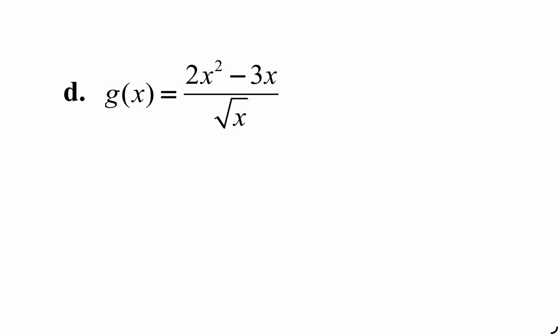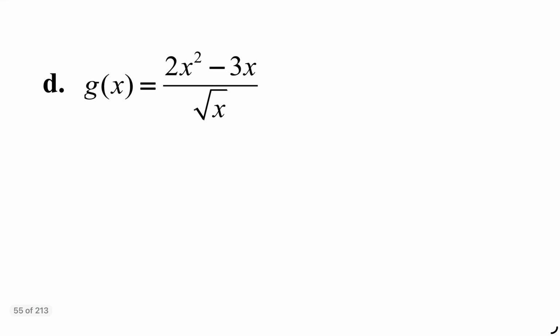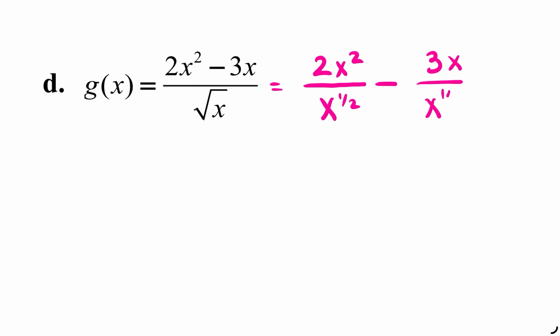All right, here we got this problem, which is, well, it is a single term on the bottom, which means I can rewrite this as two separate fractions. So let's just immediately start by doing that. 2x squared over, I don't want to leave it as square root of x though, right? We know that square root of x becomes x to the 1/2. That's how I want it written. Minus 3x over x to the 1/2.